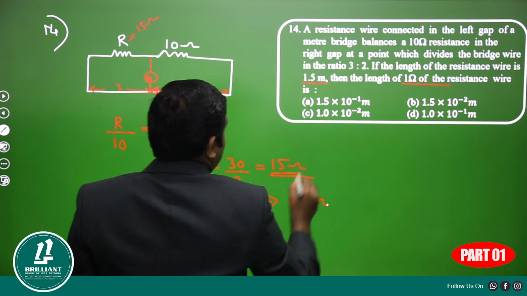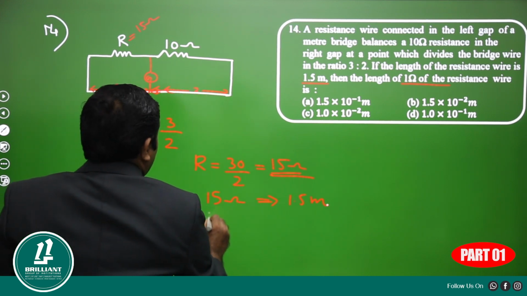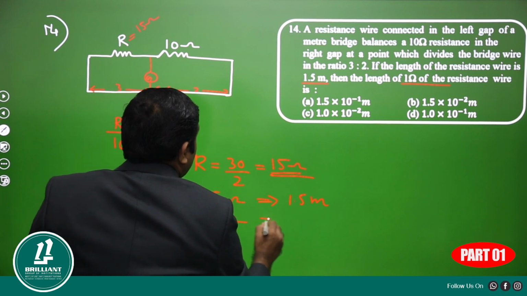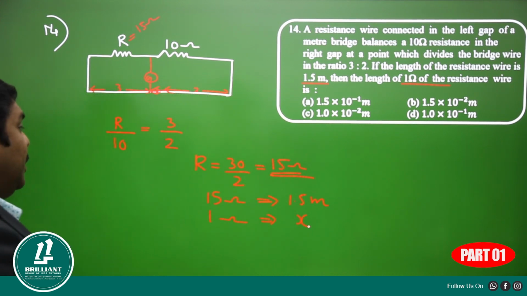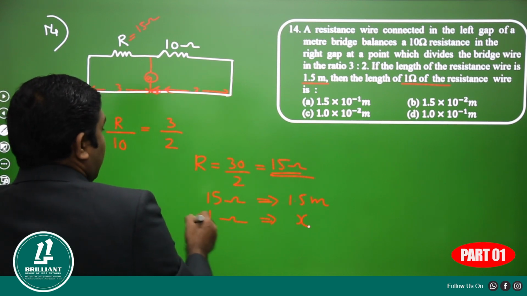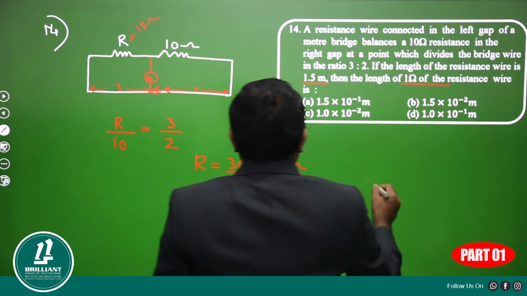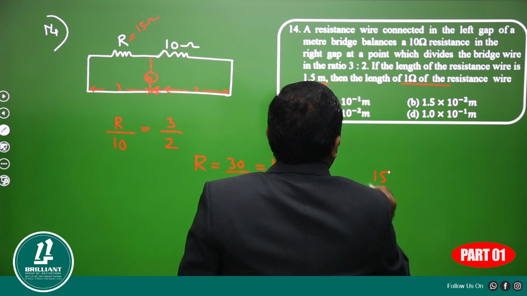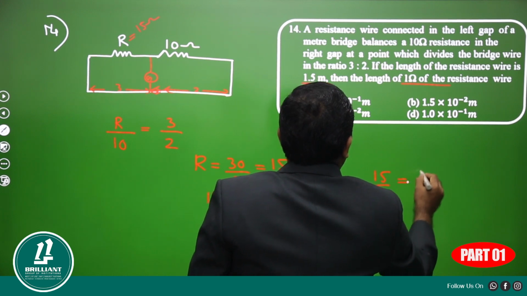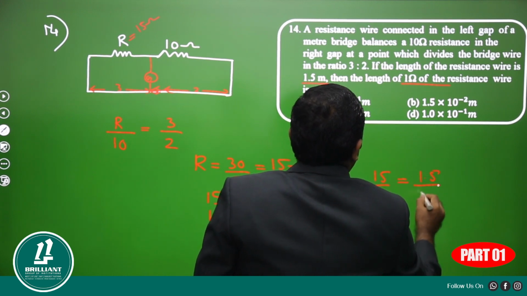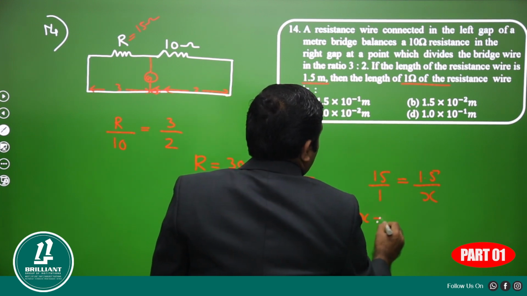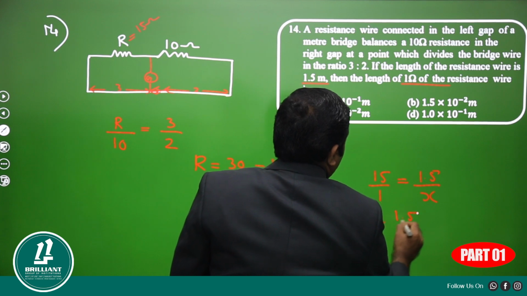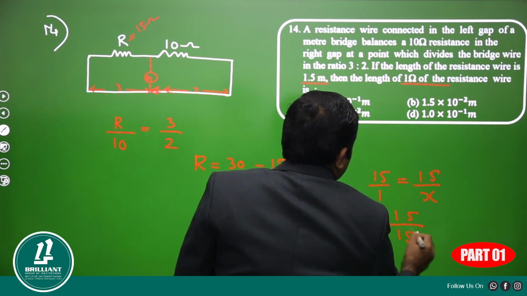1.5 meter. Then they are asking for 1 ohm, how much is the length? That we don't know, I am taking it as X, the unknown value. So we can simplify this: 15 by 1 is equal to 1.5 by X. X we can find, X is equal to 1.5 divided by 15.